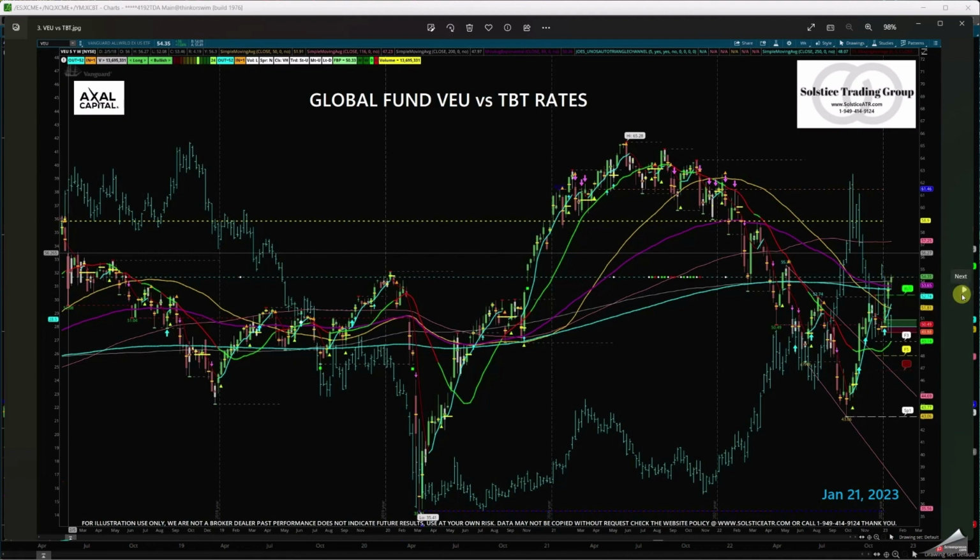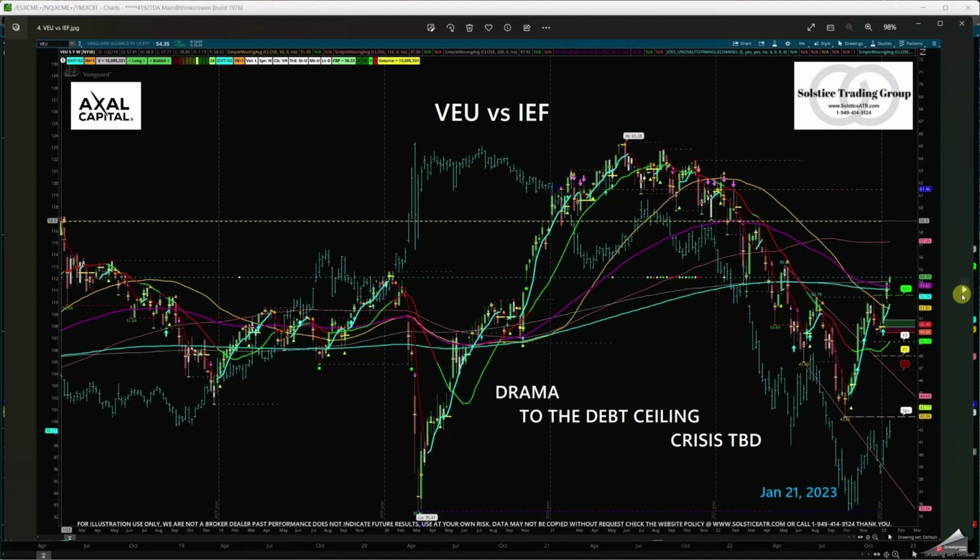Let's go to the next slide. You can see here I still have the global fund in relationship to the IEF, which is the short-term maturity bond. I did not put the 10 and 20. I put the 5 and the 7 and the 10-year bond.